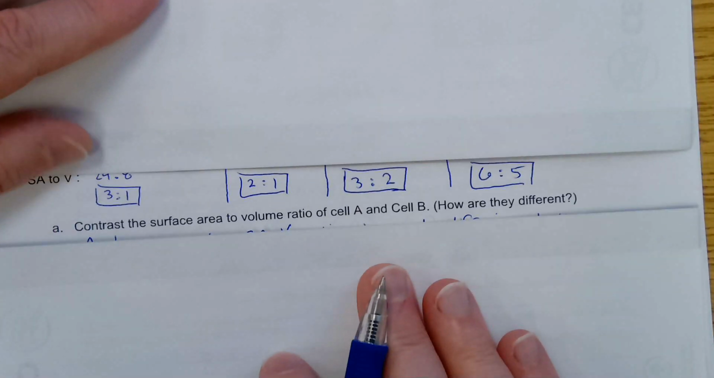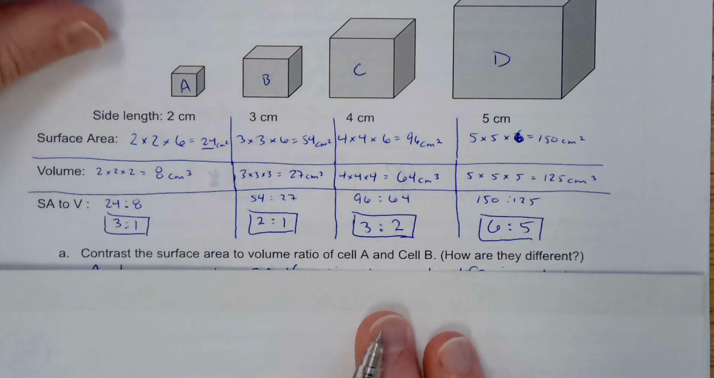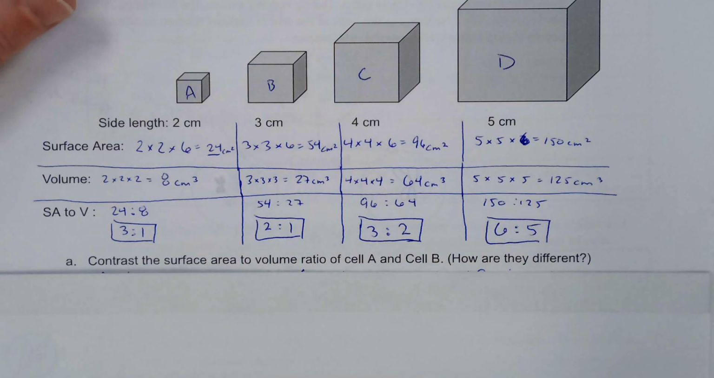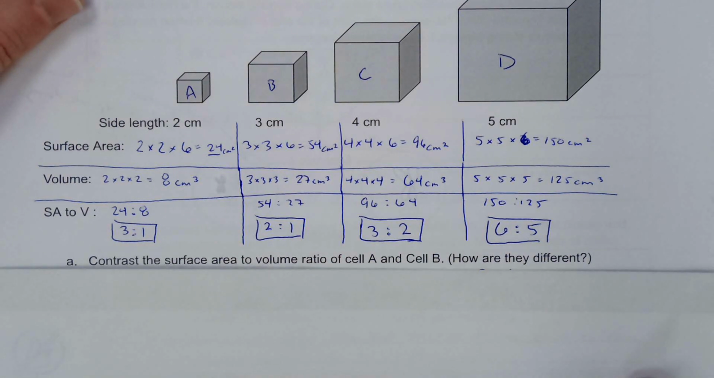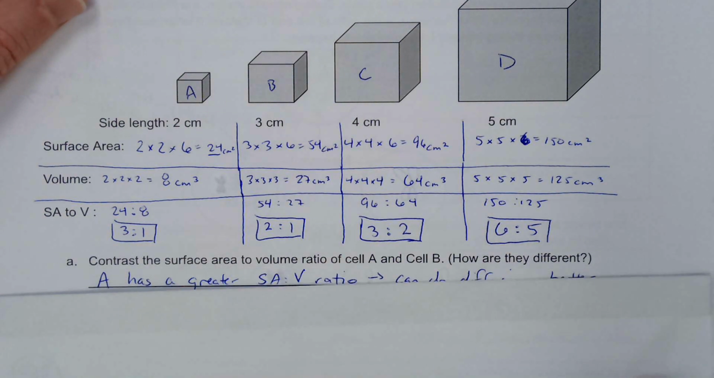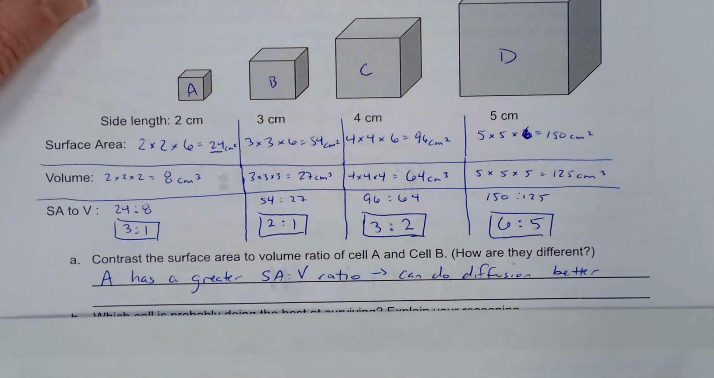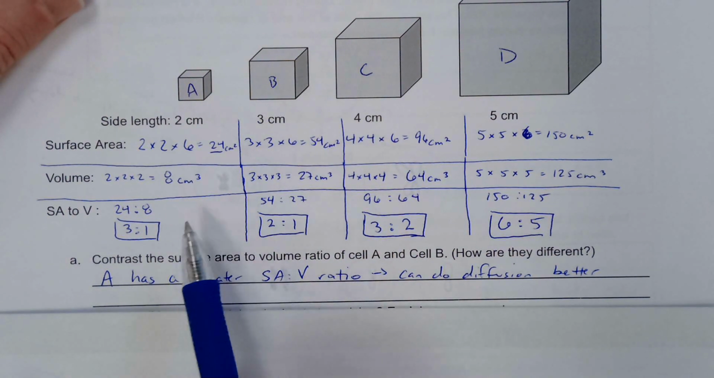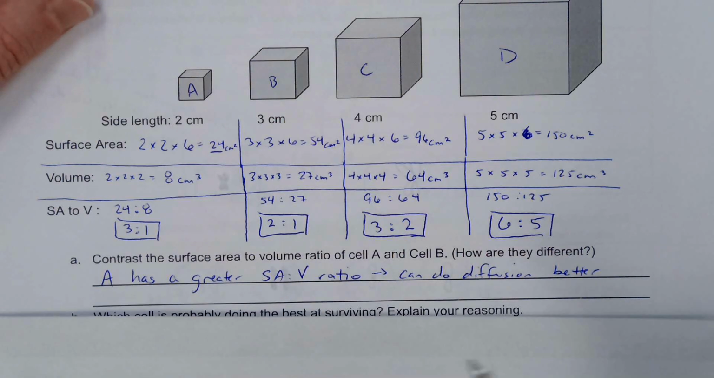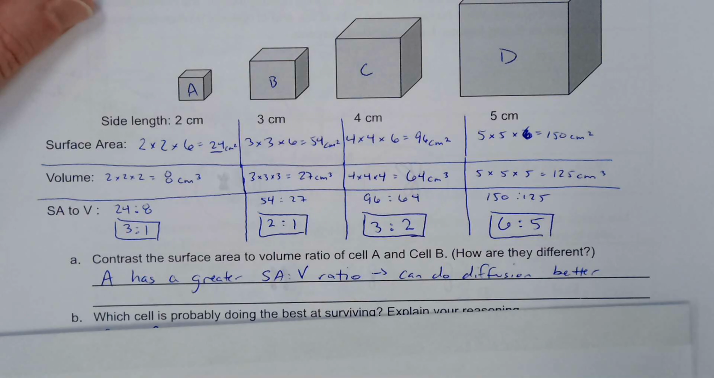So, for letter A, I don't know why I'm covering this up. Letter A says contrast the surface area to volume ratio of cell A and B. How are they different? Well, A has a greater surface area to volume ratio, which means it can do diffusion better. In other words, 3 to 1 is better than 2 to 1, which is better than 3 to 2, which is better than 6 to 5. This cell would really struggle, by the way.